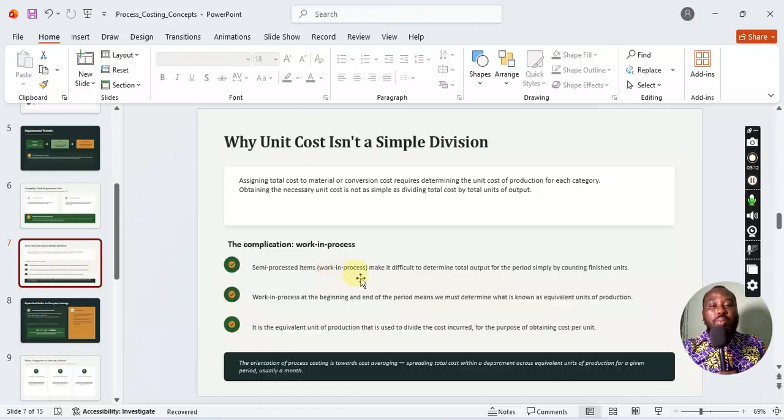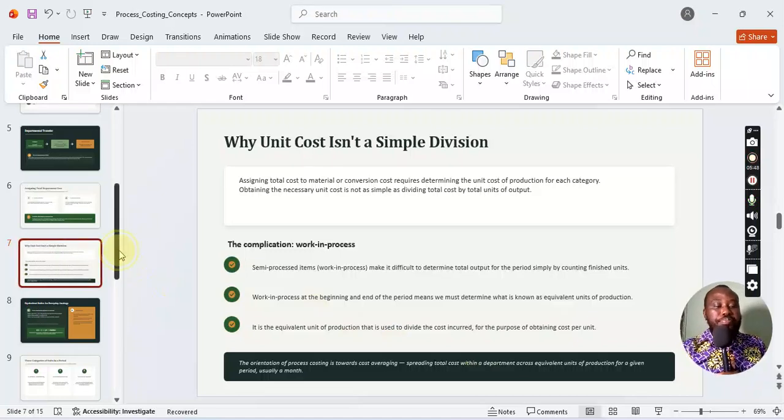Semi-processed items, or work in process, make it difficult to determine the total output for the period simply by counting finished units. Also, work in process at the beginning and end of the period means we must determine what is known as equivalent units of production. It is the equivalent unit of production that is used to divide the cost incurred for the purpose of obtaining cost per unit. Now, process costing is organized towards cost averaging: spread total cost within a department across equivalent units of production for a given period of time, which is usually a month.